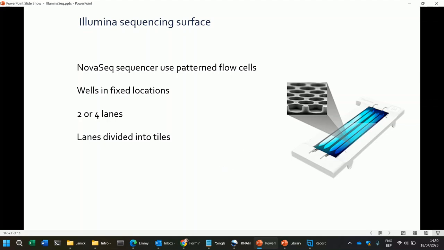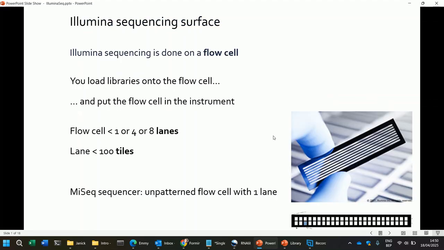For Illumina sequencing, the VIB Nucleomics Core uses either a NovaSeq sequencer, and this is one of the sequencers that uses these patterned flow cells. Or they use a MiSeq sequencer, a MiSeq Y100 sequencer that uses traditional unpatterned flow cells with only 1 lane, for sequencing libraries from small organisms.